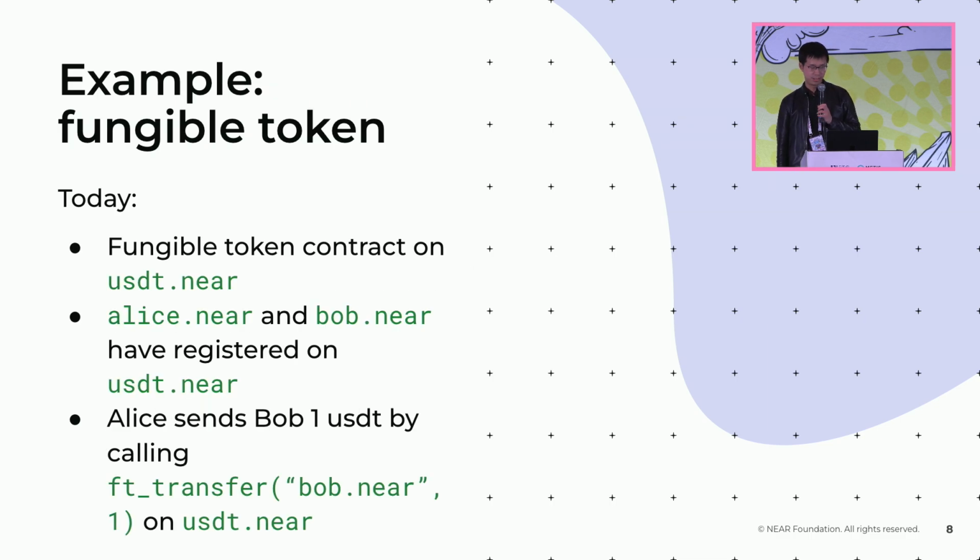So let's take a look at a concrete example. Let's say you have the USDT contract, a simple fungible token smart contract, and you have Alice and Bob, who both have accounts registered on the USDT smart contract. Today, if you want to send USDT between them, Alice calls ft_transfer with Bob as the recipient, sending one USDT, but this entire call happens on USDT.near. The execution all happens within the same smart contract.